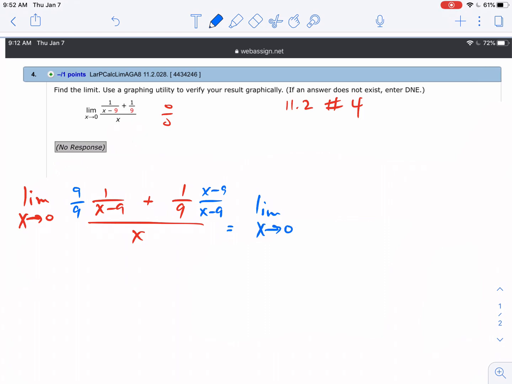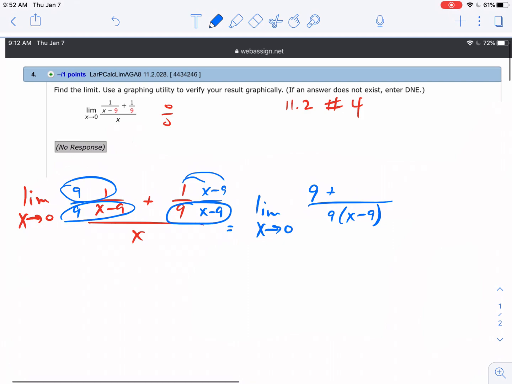Then I would have this common denominator right here. So I'm just going to do 9x minus 9, like that. And then on top, I have 9. And then we're adding. In this case, I distribute the 1 times x and the 1 times 9. So I'm going to have an x minus 9 on top.